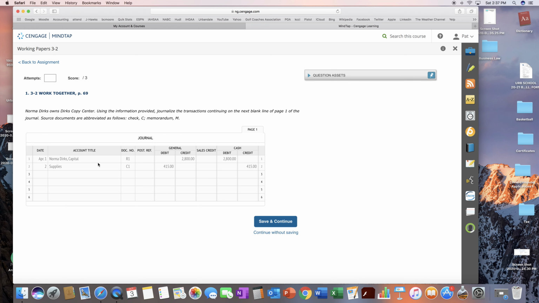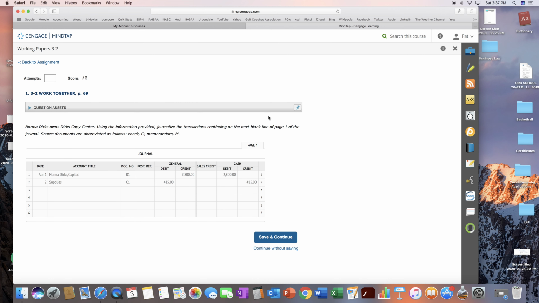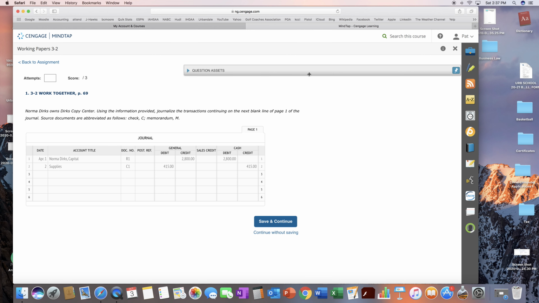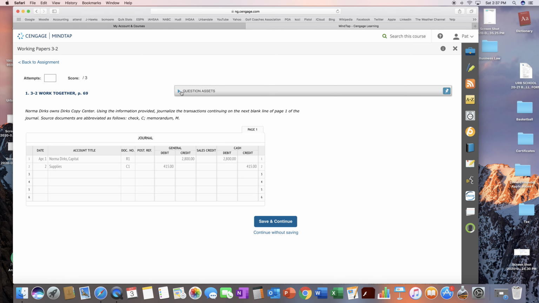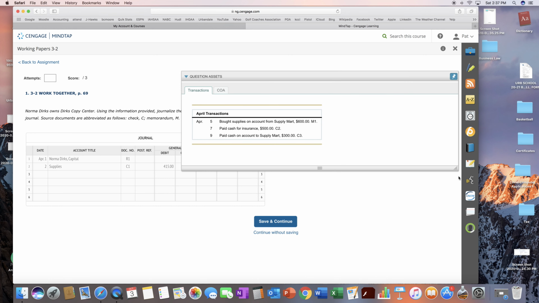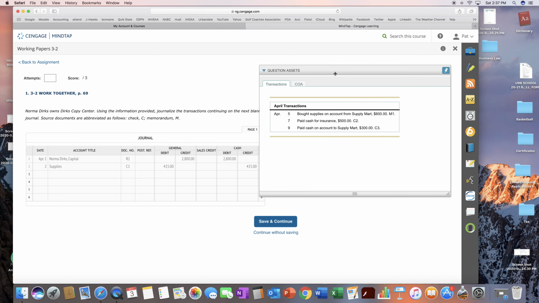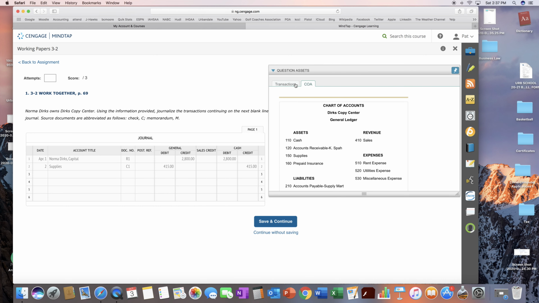We have the work together from previous section 1 when we had Norma Dirks invested cash and then we bought supplies with cash. So here's our transactions for this one. Again, the chart of accounts is there if you need it.